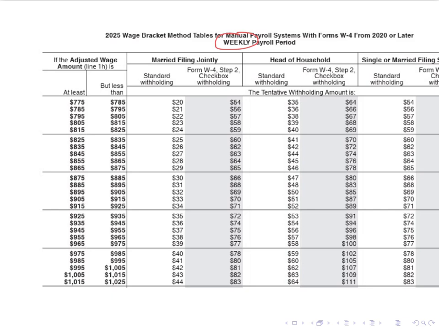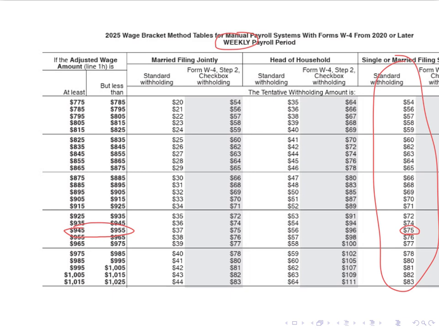So weekly, person A was filing single. So we're going to be looking over here, single standard withholding. And the wages were $950. So we're going to look for where $950 would fall into play in these at least but less than. So $950 is right here. It's at least $945, but it's less than $955. So the federal tax would be, if we go over to where these two meet, $75.